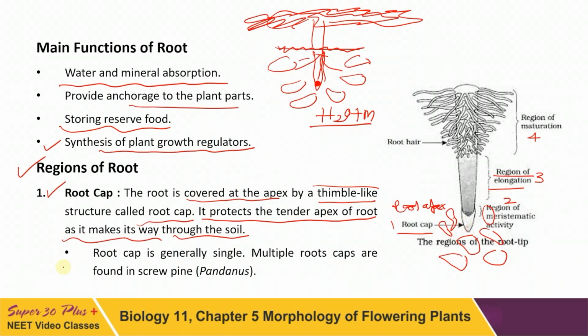Some important points are here. Root cap is generally single, one is there, but multiple root caps are also found, as in the case of screw pine or Pandanus. Mostly it is single, but as an exception, multiple root caps are also found.